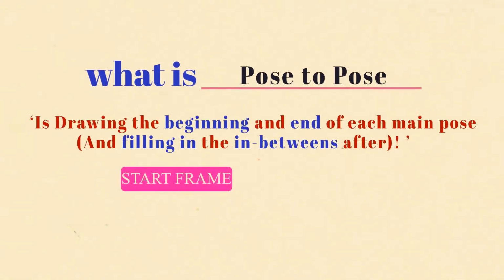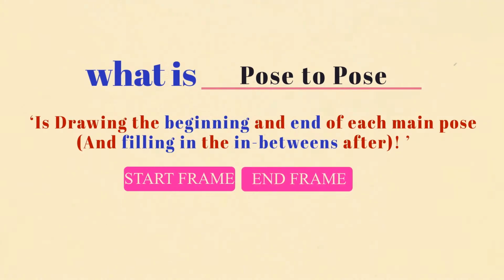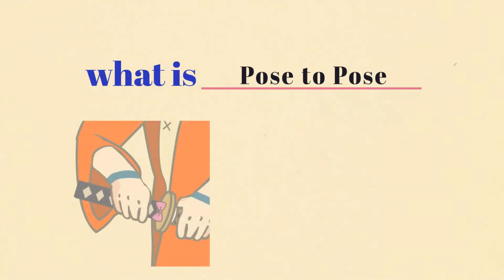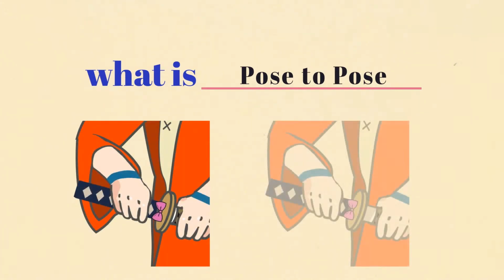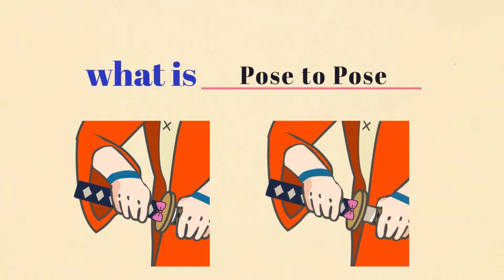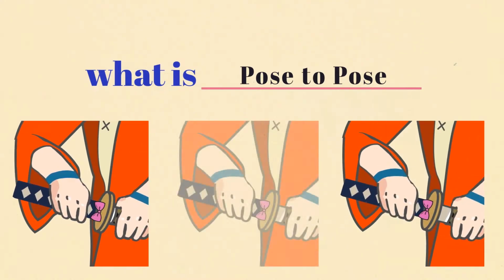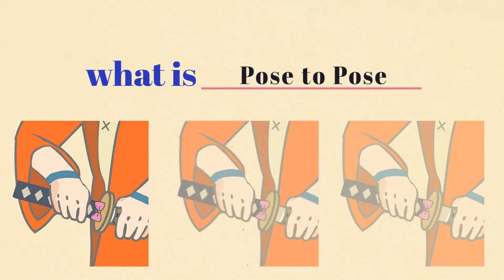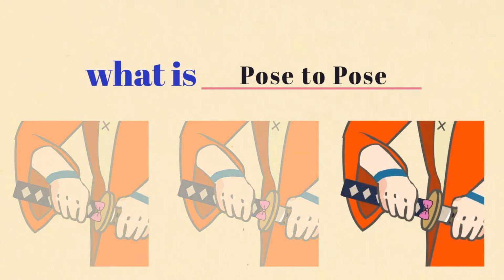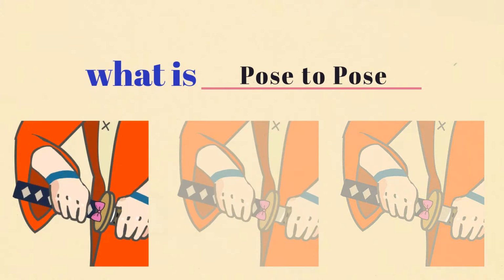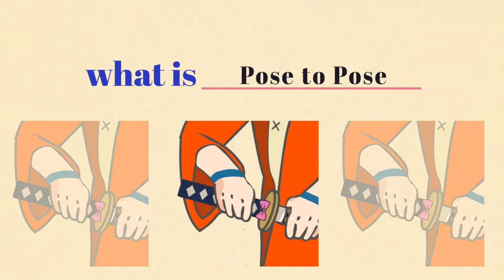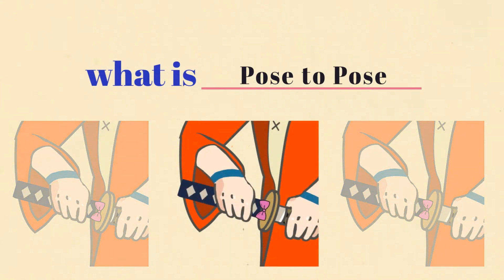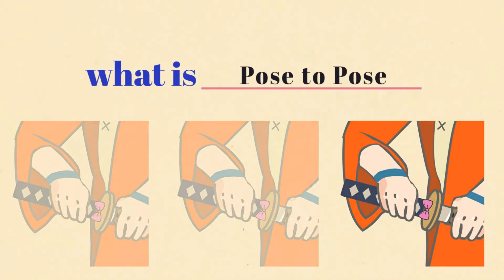Pose to pose is drawing the beginning and end of each main pose and filling in the in-betweens after. So, let's say we've got a samurai. If this was our start pose and this was our end pose, we would then draw a picture that's halfway between them in the middle. So that would be your in-between. What this allows us to do is know exactly where our action is going, where it's going to end up without any guesswork. This means that we won't really run into the trouble of having it change sizes or doing something unpredictable like that.